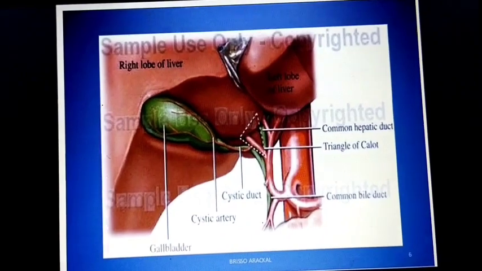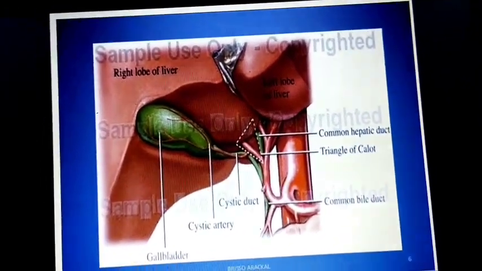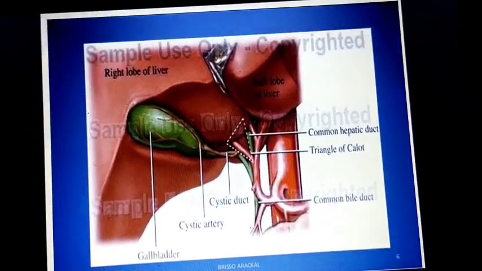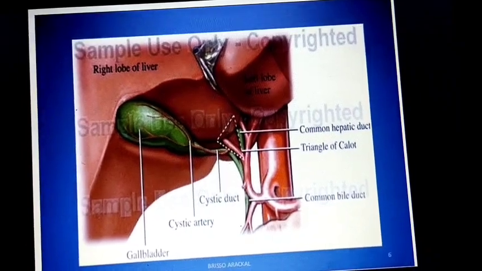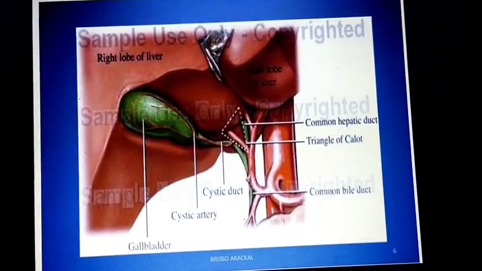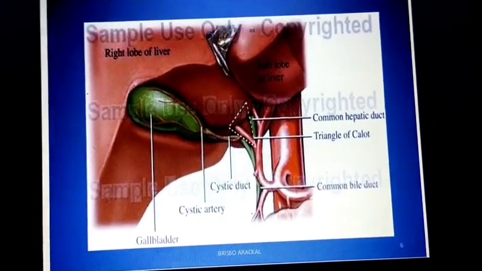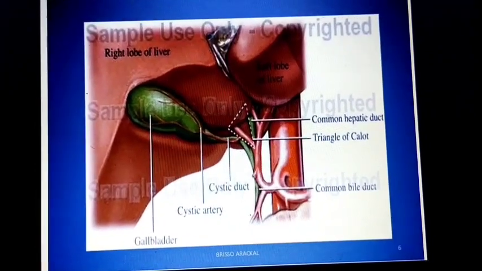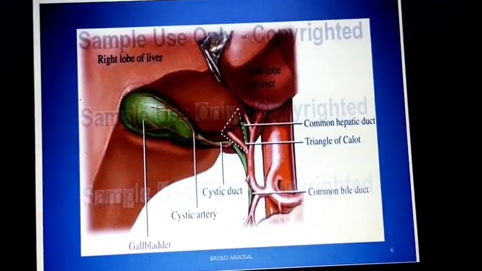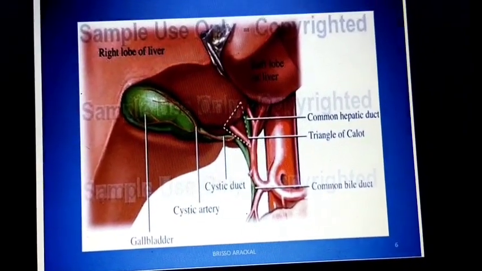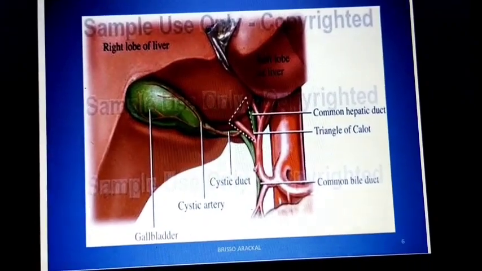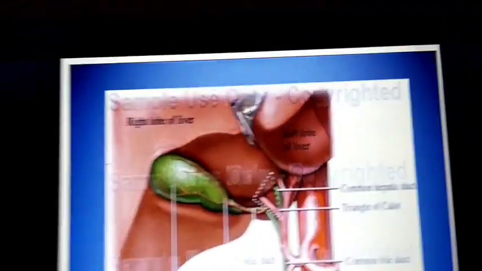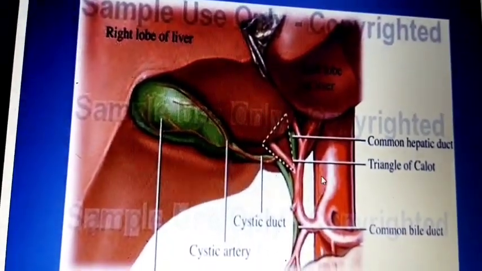Now we study what is meant by the gallbladder. A gallbladder is nothing but a storage house, a storage sac-like pouch. It stores the bile, which is produced or secreted by the liver. That concentrated bile is stored in the gallbladder. The gallbladder is a small pouch-like structure that sits just under, or just below, the liver.